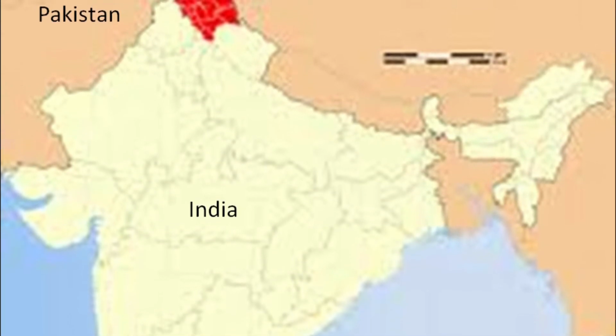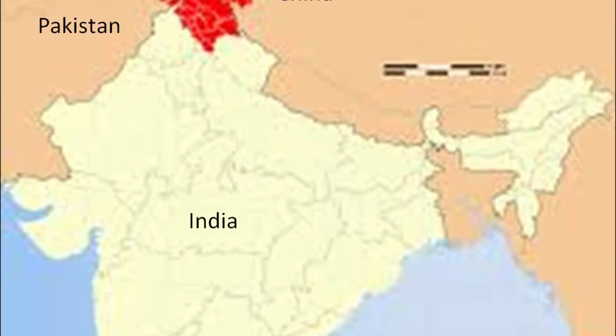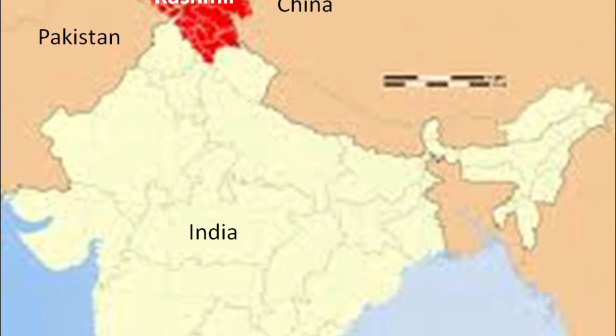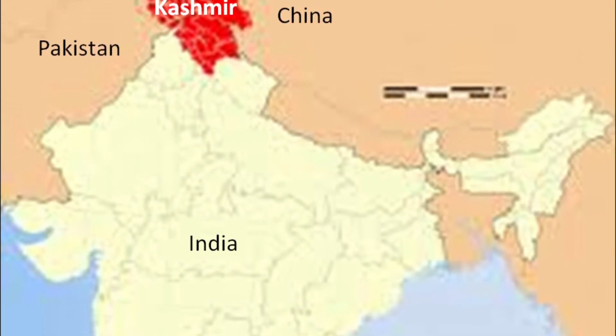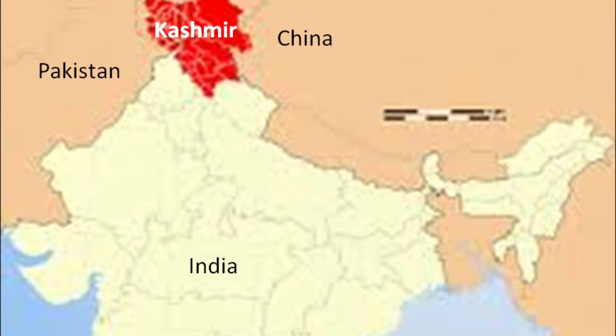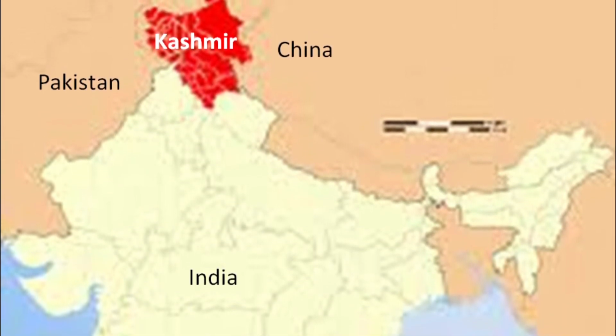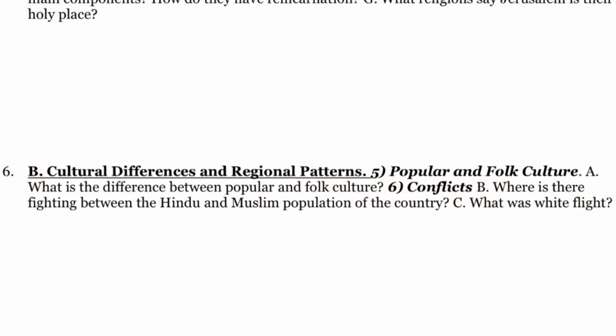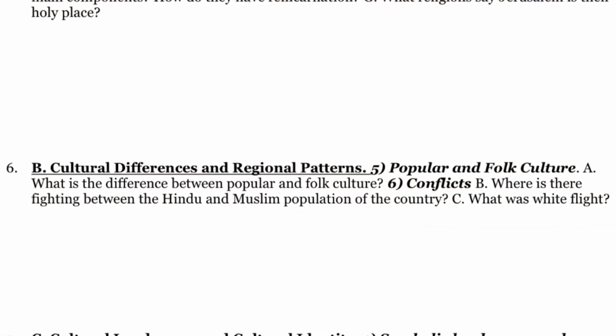This is the northern area of India. It's called the Kashmir region, Kashmir. This is the area where you find a lot of Sikhs. But it's also the area where people living in India come into contact with each other in regards to Hinduism and Muslim people. So there's a lot of fighting in this area.